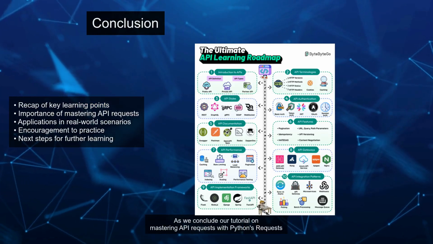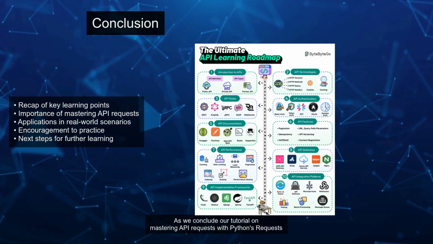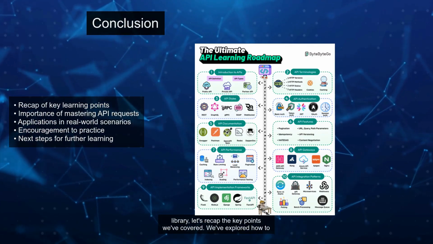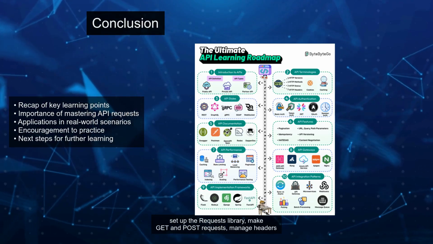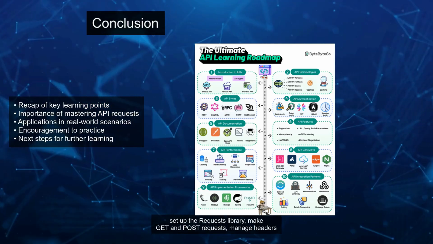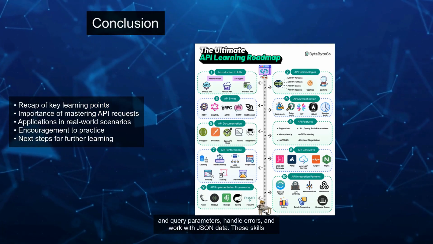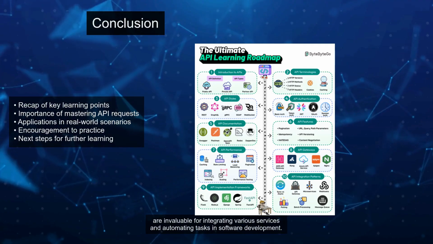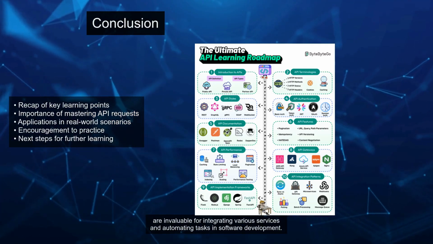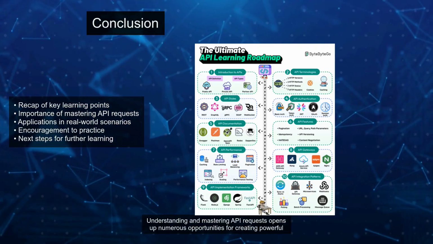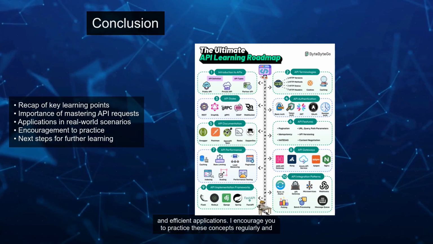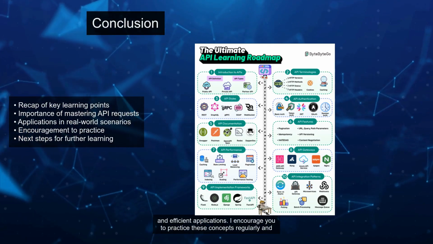As we conclude our tutorial on mastering API requests with Python's requests library, let's recap the key points we've covered. We've explored how to set up the requests library, make GET and POST requests, manage headers and query parameters, handle errors, and work with JSON data. These skills are invaluable for integrating various services and automating tasks in software development. Understanding and mastering API requests opens up numerous opportunities for creating powerful and efficient applications.